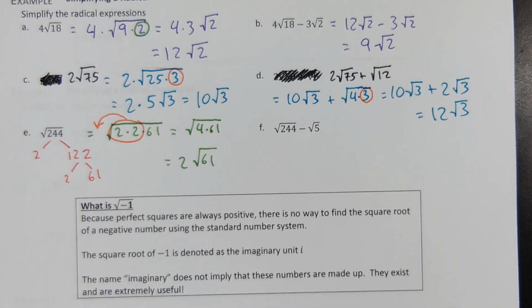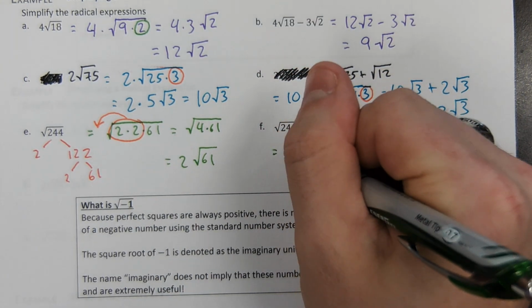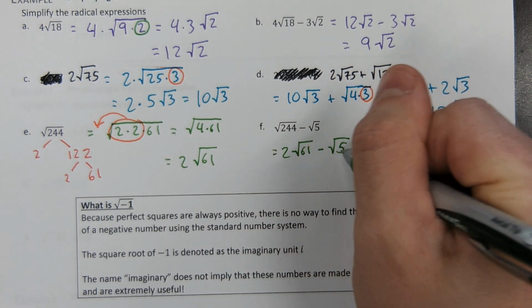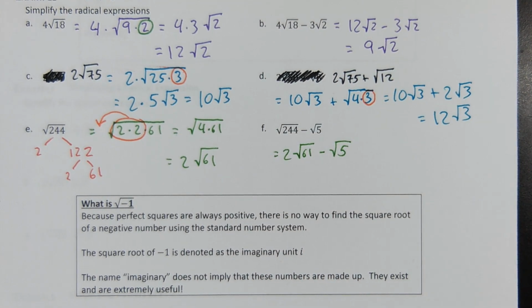Here's the square root of 244. Once again, we know that that is the number 2 root 61. And 61, ladies and gentlemen, is a prime number, so there's nothing I can do with it. I'm finished. That is as good as it gets.